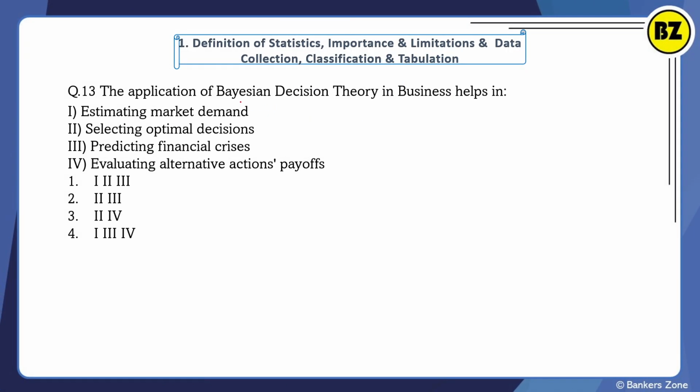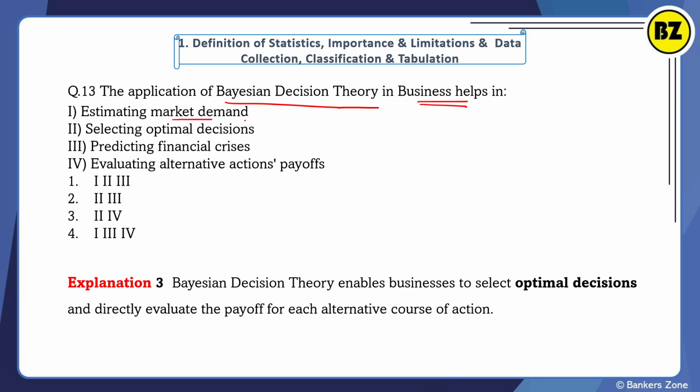The application of the Bayesian decision theory, BDT, in business helps in. So what is the purpose of the Bayesian theory? Simply see, estimating the market demand, wrong, right? Selecting the optimal decision, then predicting the financial crisis, evaluating the alternative actions' payoff, right? So it is correct. So 2 and 4. So 2 means you have to mark the third option.